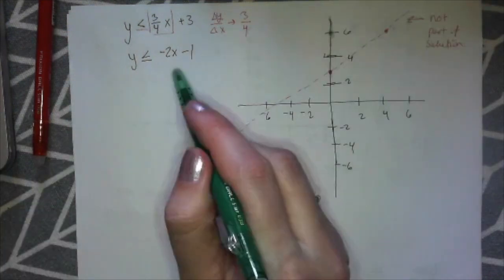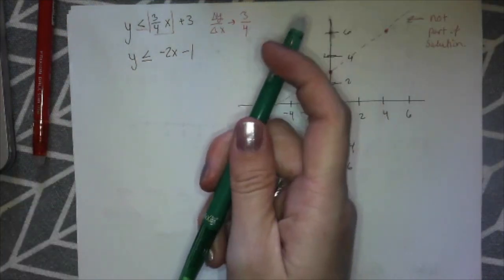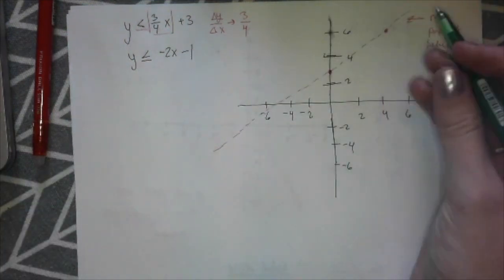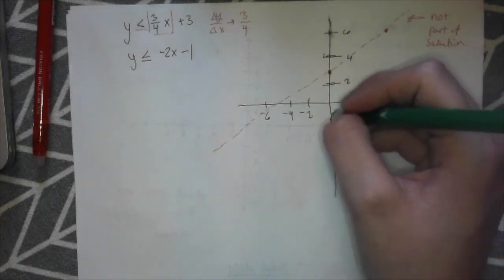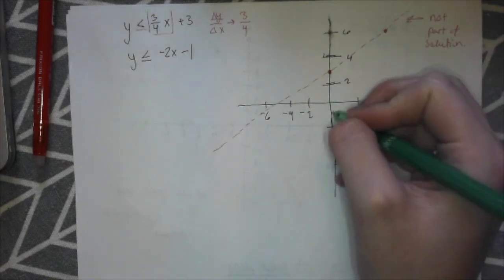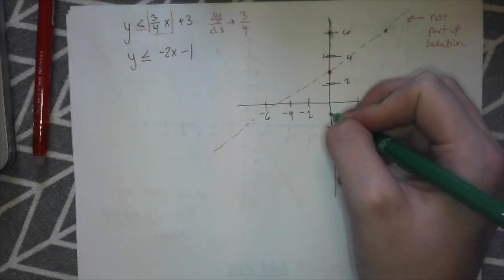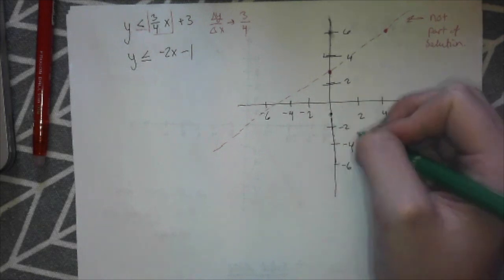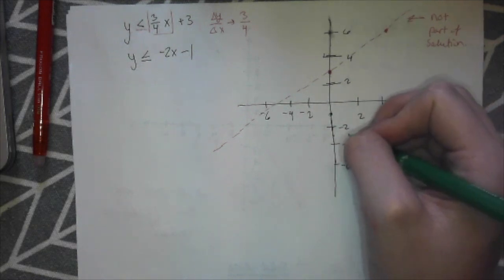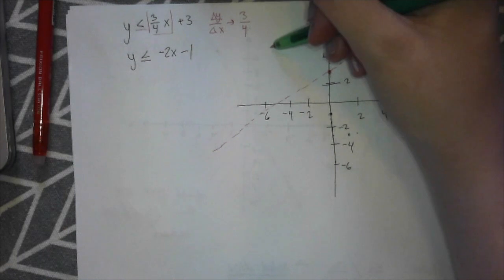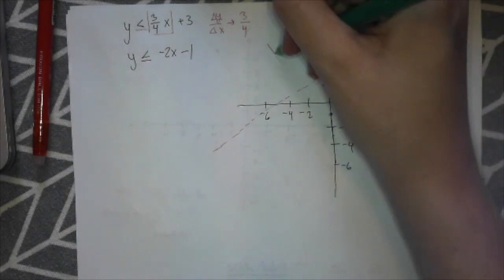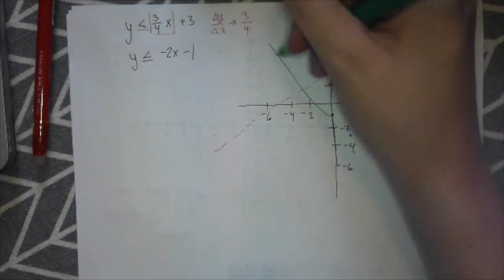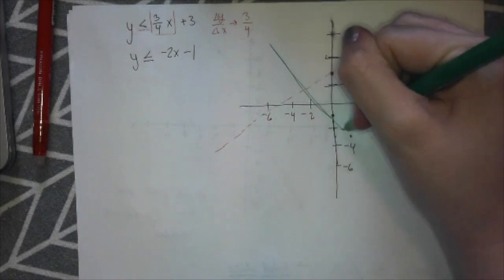Okay, so I'm going to go ahead and now graph the second equation. I'm going to graph it in green so we can clearly see the distinction. So I'm going to go down 1 to -1 for our y-intercept, and then our slope is -2, so we're going to go down 2, over 1, so right about here. So that means we're going to draw a solid line, because it is less than or equal to in this case.